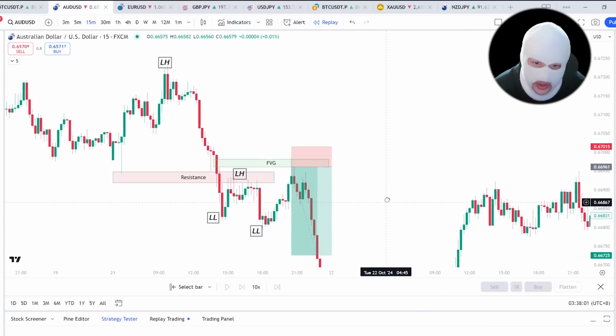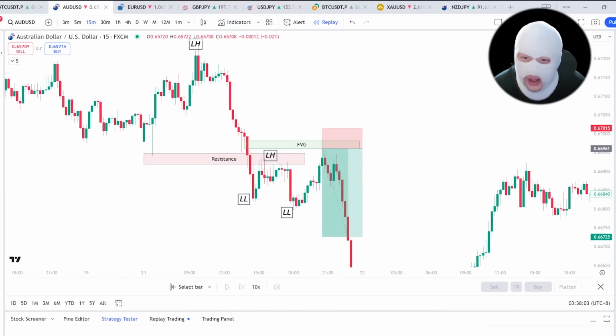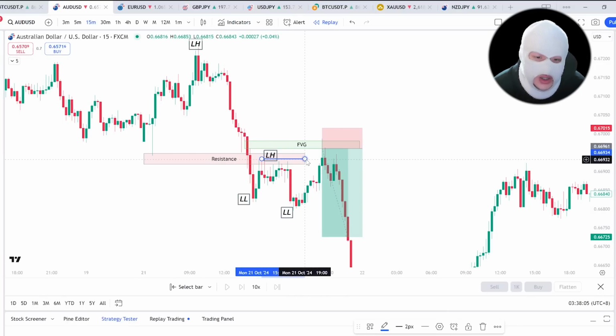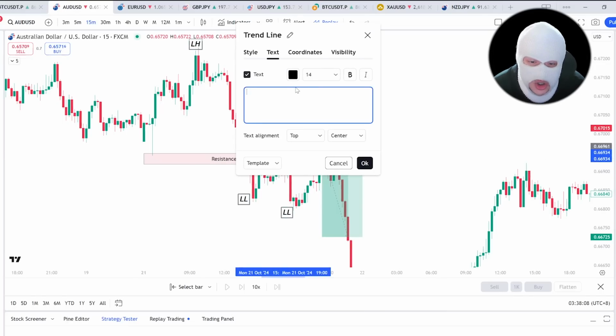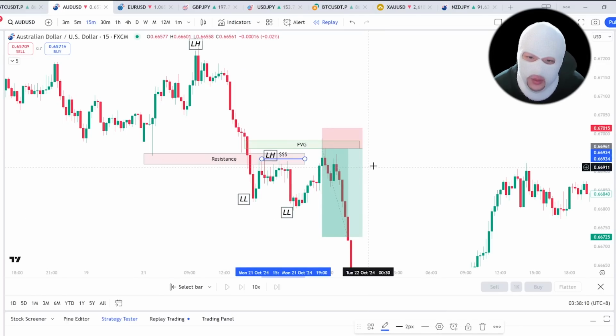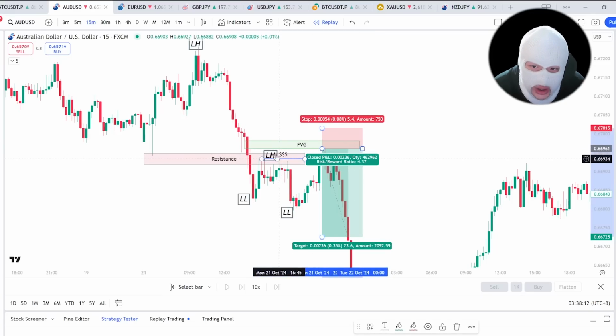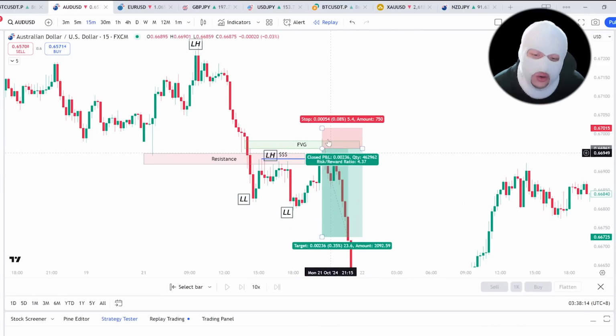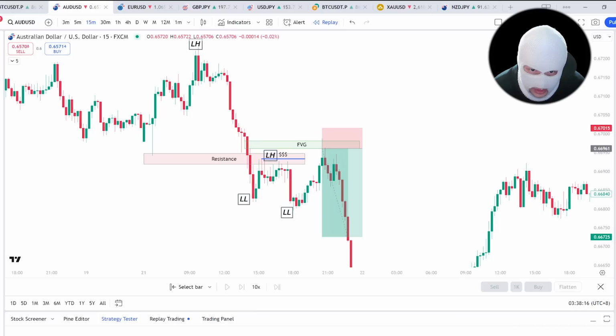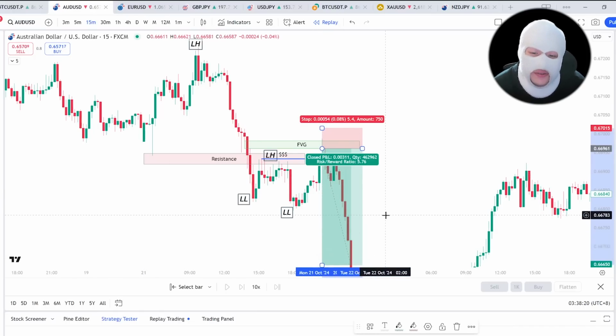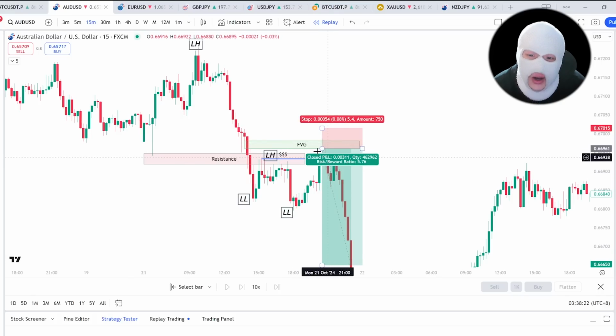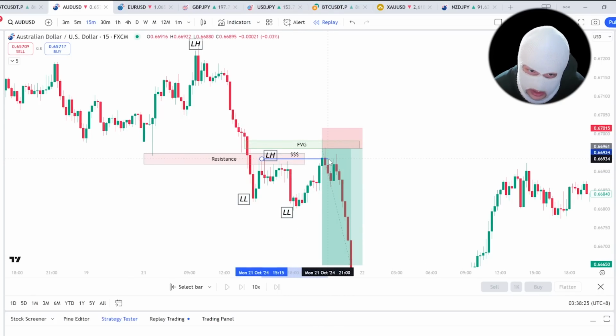As a SMC trader, we want to get involved in the market after the stop losses have been swept. This trade right over here is a perfect example of combining market structure and liquidity concepts to get involved in a trade. As you can see, price instantly dumps the moment it taps into the fair value gap after taking out the liquidity from the smaller players.